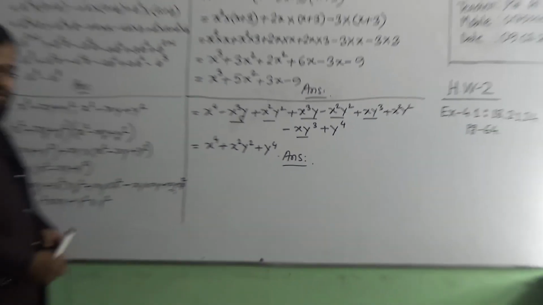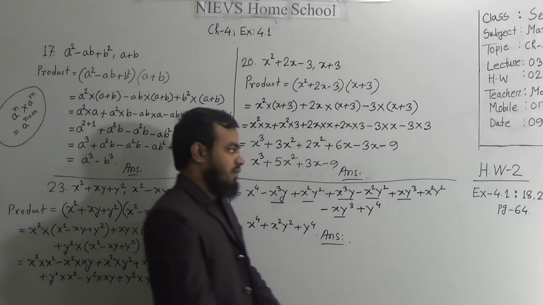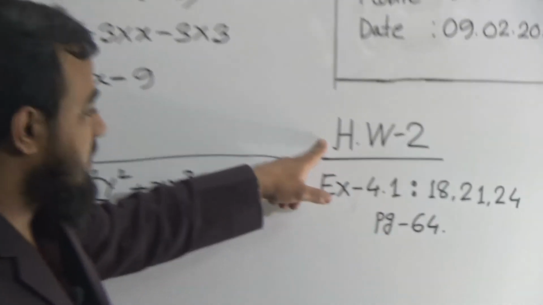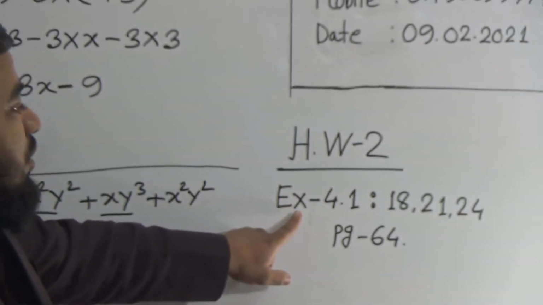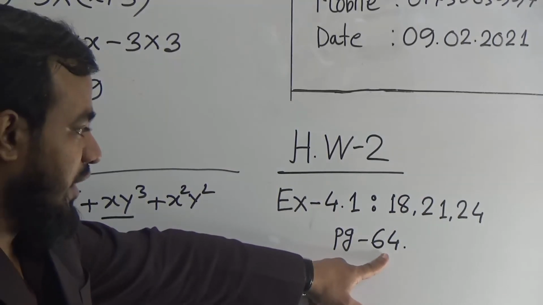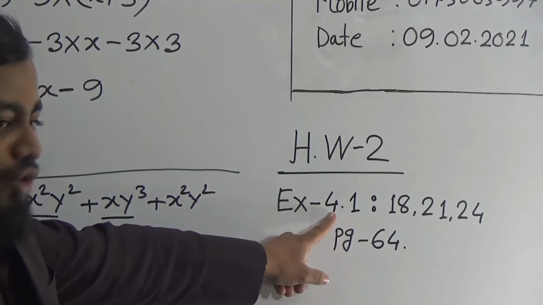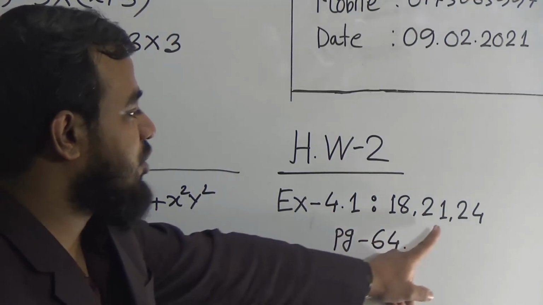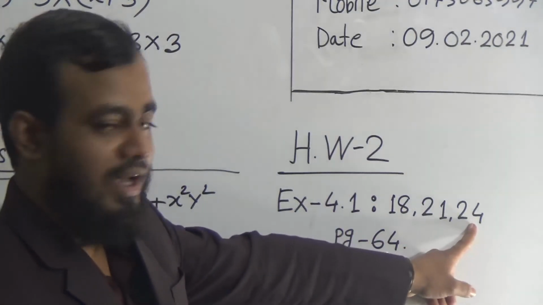My dear students, you have homework today. Today your homework number is 2. The homework is on page number 64, exercise 4.1. You need to solve yourself number 18, number 21 and number 24 as your homework.